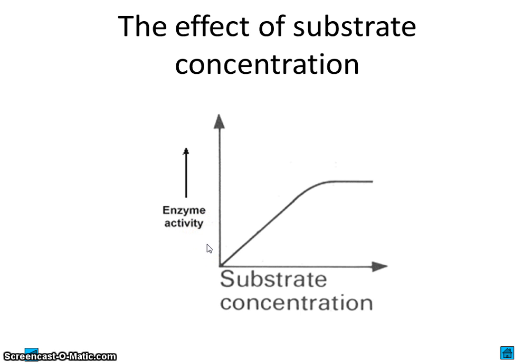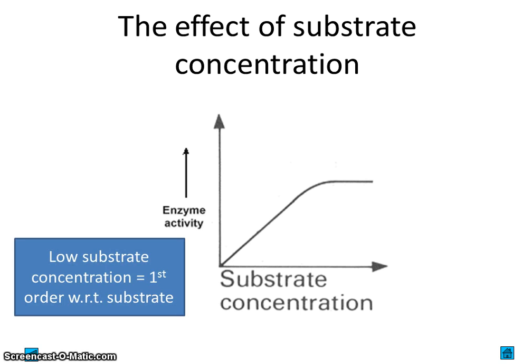Let's look at the section first of all where the substrate concentration is low, and as you can see the rate of reaction increases as substrate concentration increases. We get a nice straight line graph. So can you stop the video and think to yourself what that tells you about the order of reaction with respect to substrate concentration? So hopefully you were right, and you said that at low substrate concentration the order is first order because we get a proportional relationship between rate and substrate concentration.